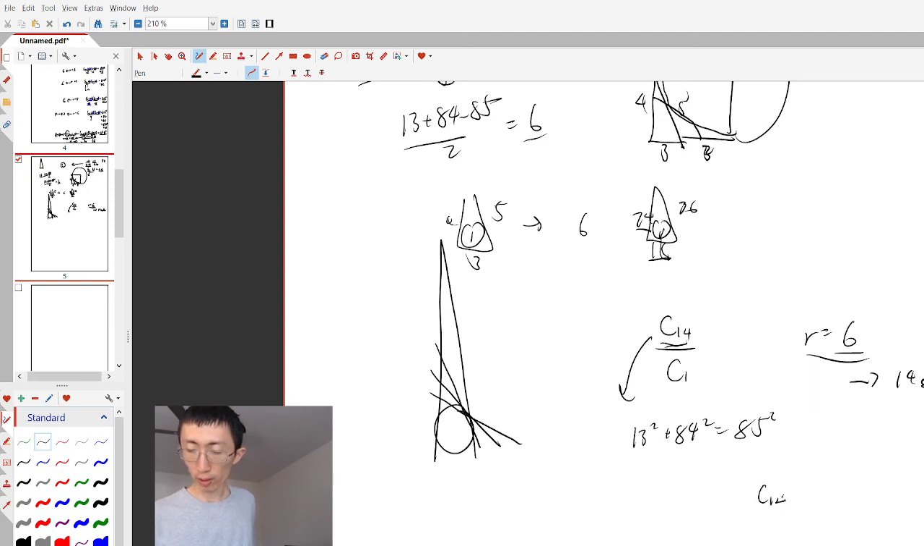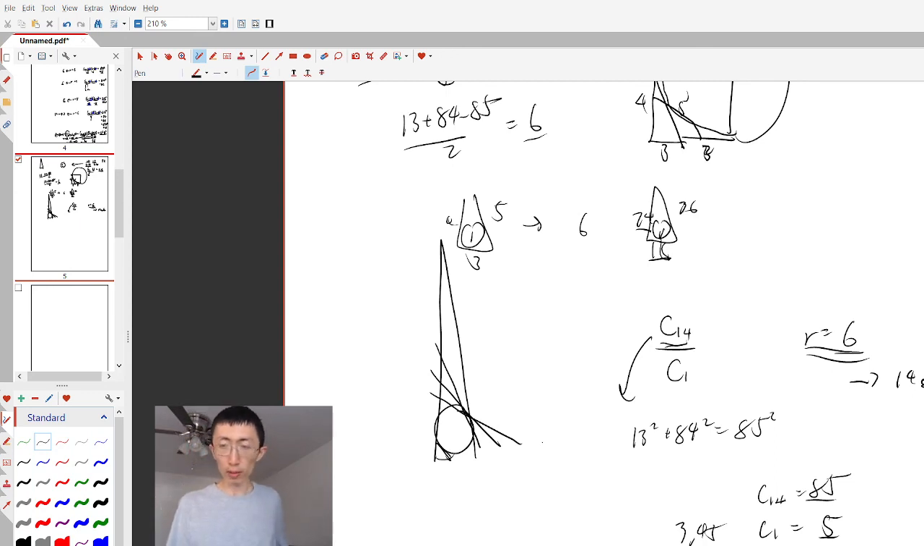So C14 is 85. And then C1 is the smallest hypotenuse, which is when the circle is an excircle and the triangle is tucked between the circle and the axes, and there it had hypotenuse 5 because it was 3, 4, 5. So the biggest hypotenuse over the smallest hypotenuse is just 85 over 5 for the smallest value of R that gives 14 distinct line segments. Okay, so yeah, this problem is doable if you know your inradius and exradius formulas for a right triangle.